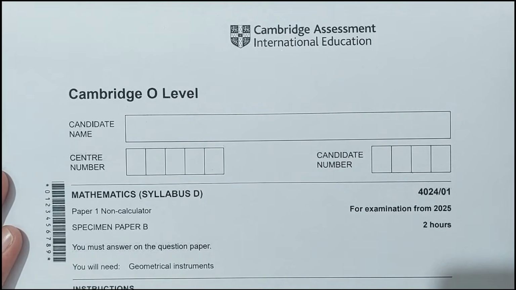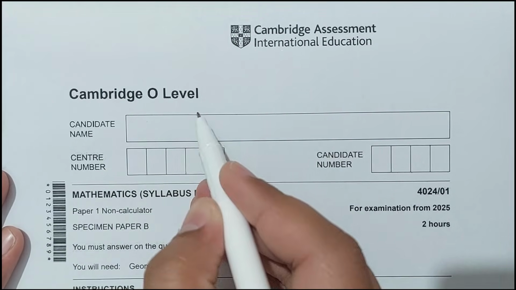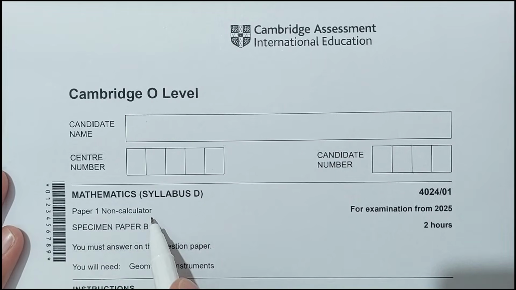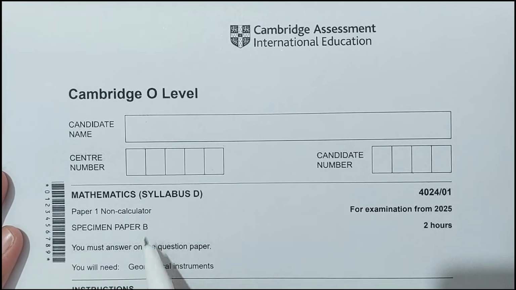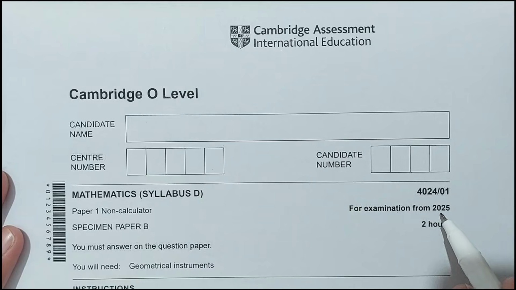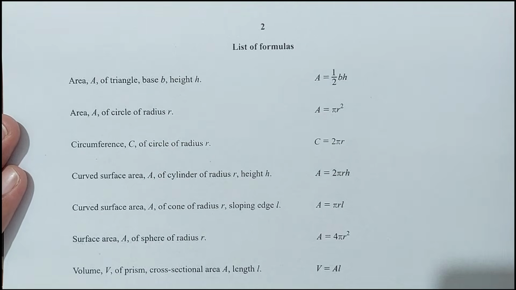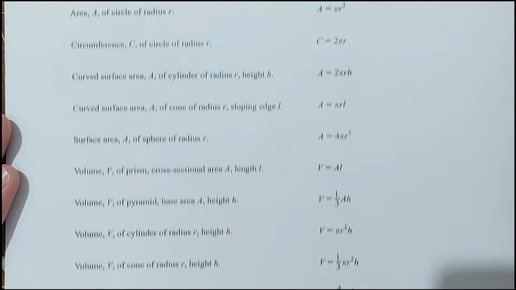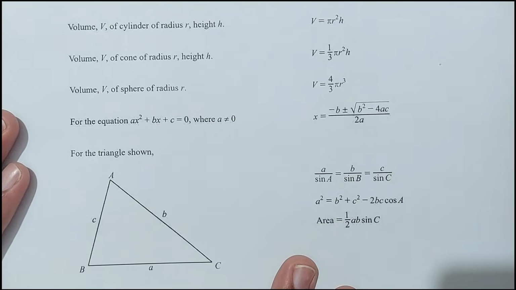Hi everyone, in this video I'm going to solve Cambridge O-Level Mathematics D, Paper 1, which is non-calculator, Specimen Paper B for examination from 2025. From 2025 onwards, you are given the list of formulas for areas, surface areas, and volumes, so there is no need to memorize all of these.